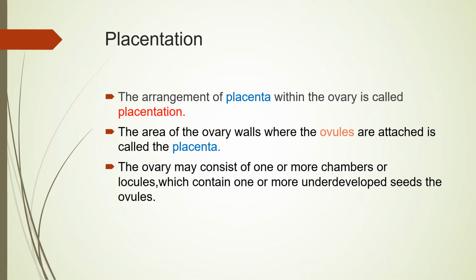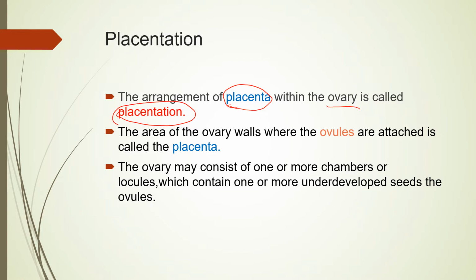Now, what is placentation? Placentation is the arrangement of placenta within the ovary. I think this term placenta is new for you. So what does the term placenta mean? We have already studied the ovary, style and stigma. Those who have not gone through that video, please go through it. So the arrangement of placenta within the ovary is called placentation.